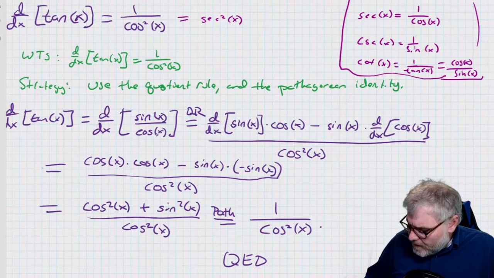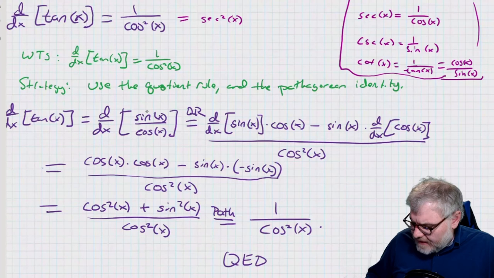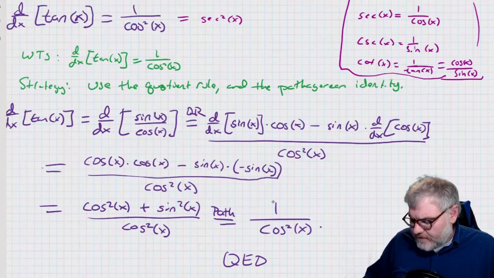So, tangent is sine over cosine. I'm going to do the quotient rule here. I'm going to get the derivative of sine times cosine minus sine times the derivative of cosine, all over cosine squared. So that's going to be cosine times cosine minus sine times negative sine, which gives me cosine squared plus sine squared over cosine squared. Well, I use the Pythagorean identity, I get 1 over cosine squared, and then I'm done.